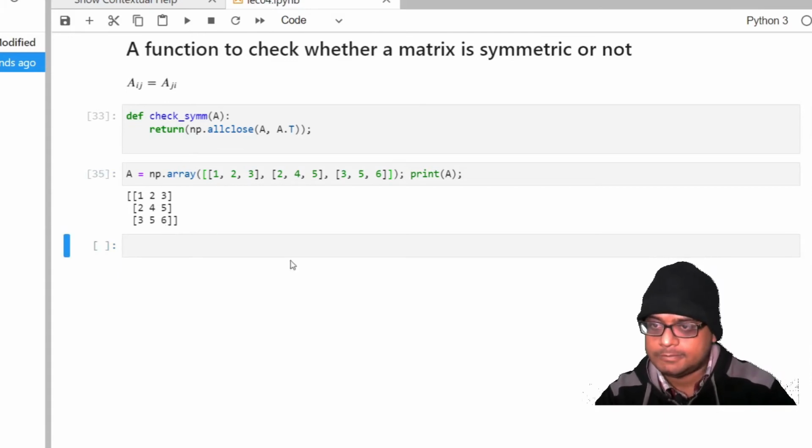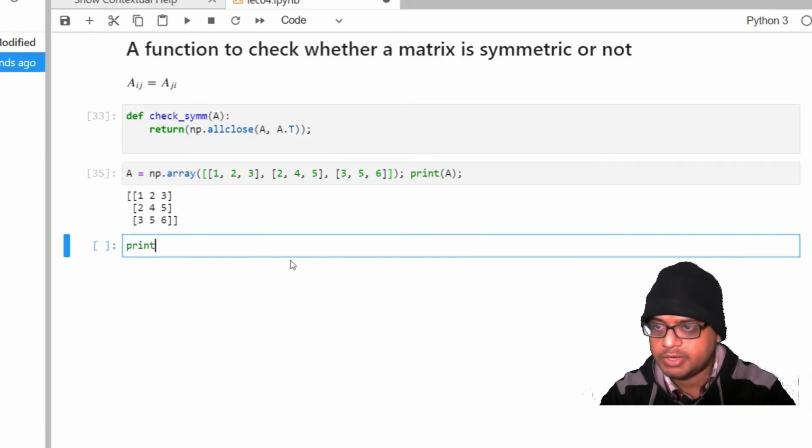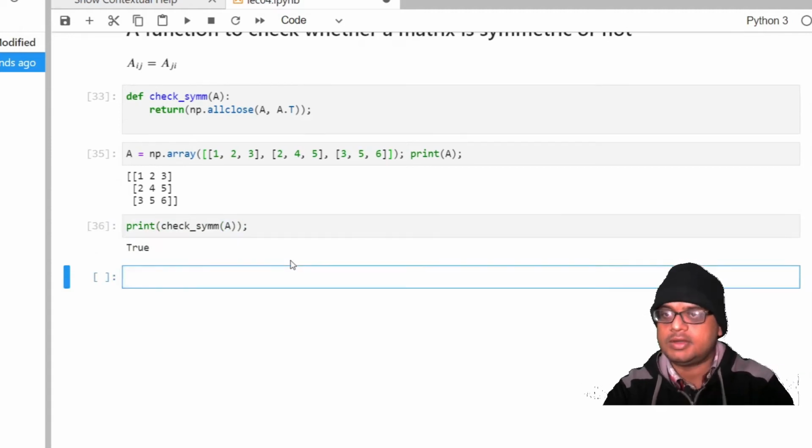Alright, so let us pass A to the checker. So print check sym A, and it says true.